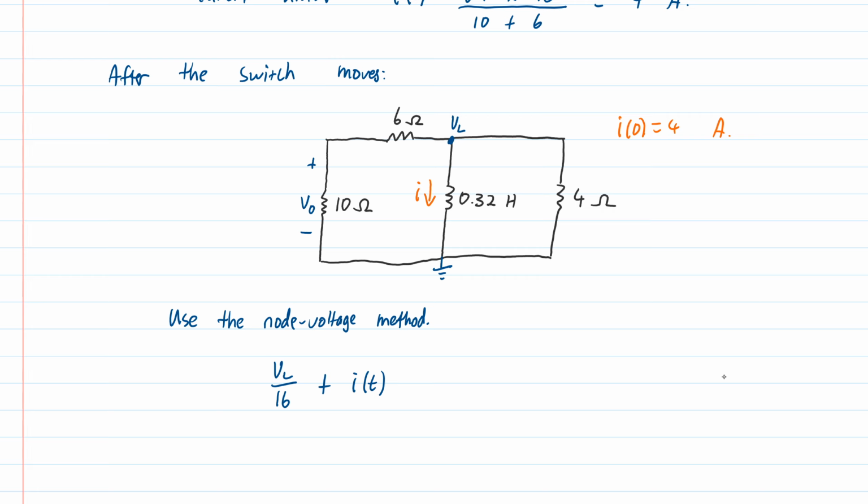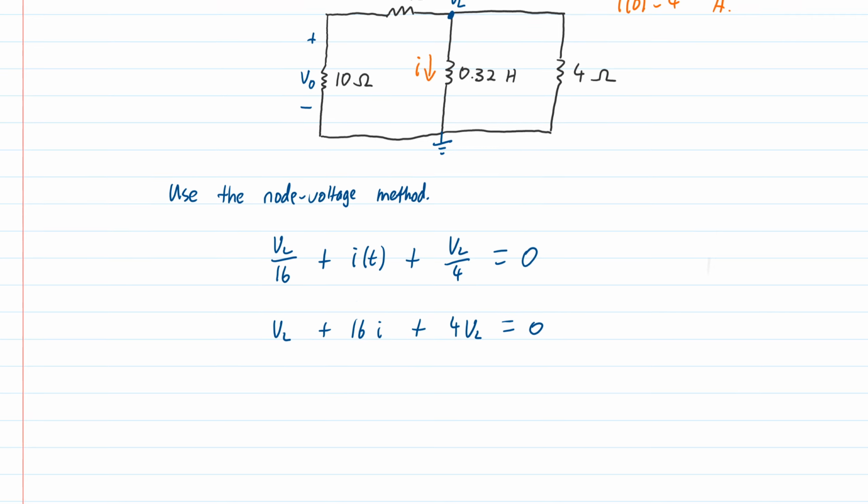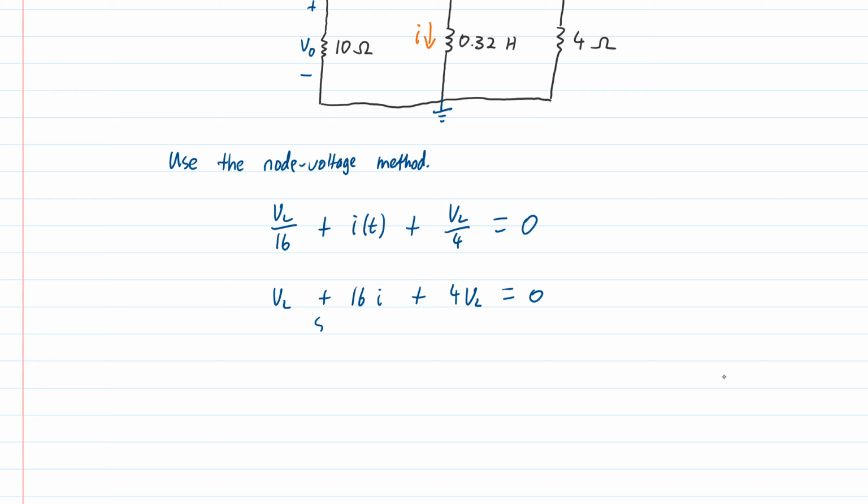And then the current leaving through the right-hand side is VL divided by 4, and we have that equal to 0. So let's simplify this a little bit. I'm going to multiply both sides by 16. That will give me VL plus 16I plus 4 VL is equal to 0. 0 times 16 is still 0. Then we can collect some like terms. So this will just give me 5 VL plus 16I is equal to 0.